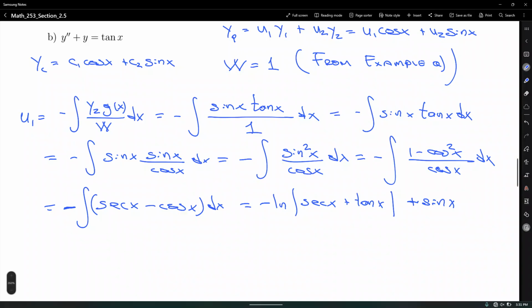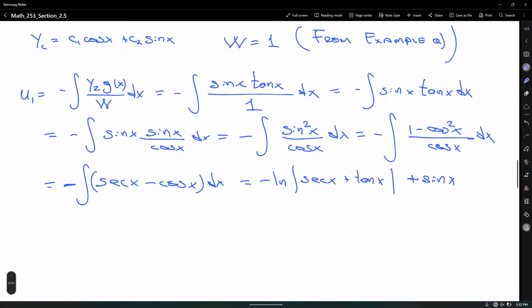This is one of those direct formulas. The integral of secant is just this big result, ln of secant plus tangent. And then the integral of cosecant is, I believe, ln of cosecant minus cotangent. I forget that one. So that's U1.